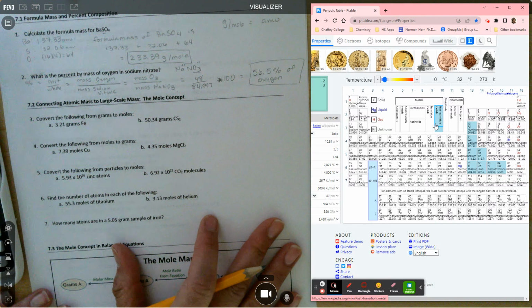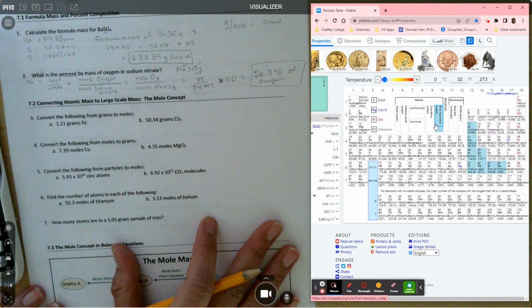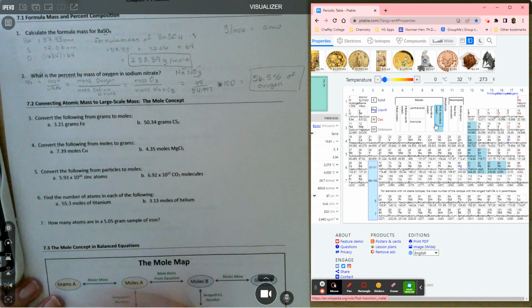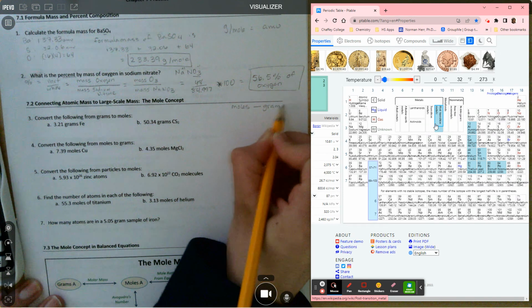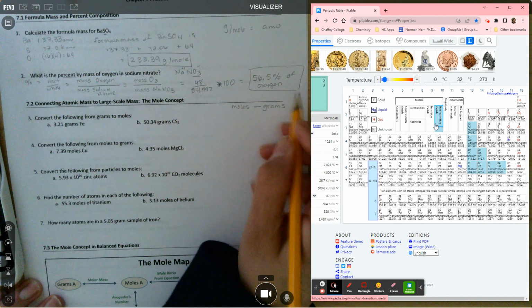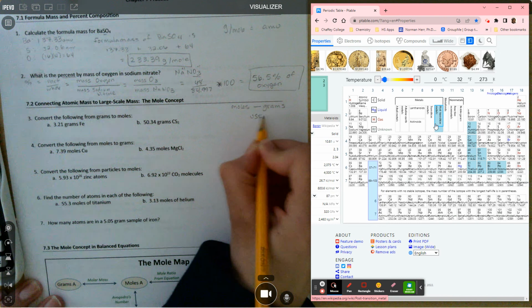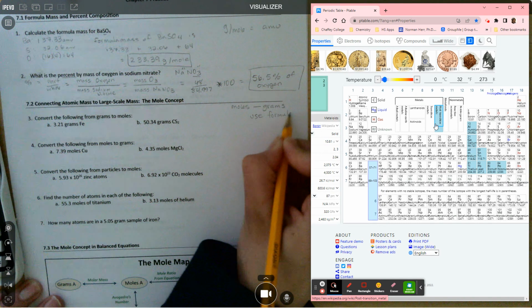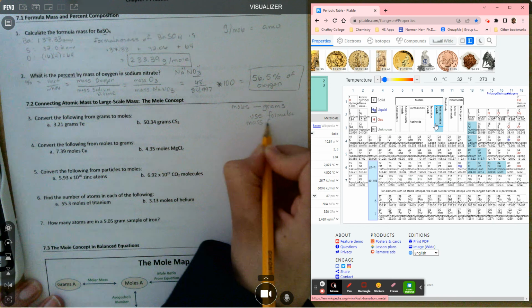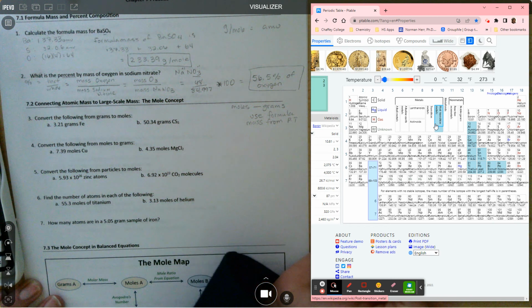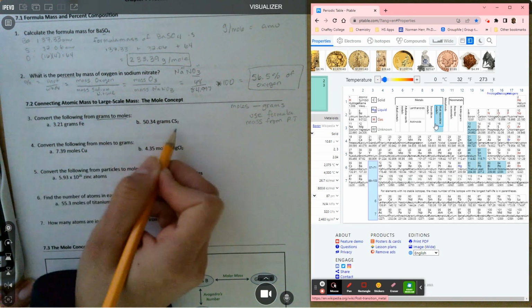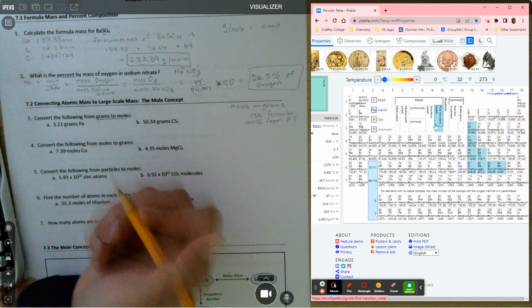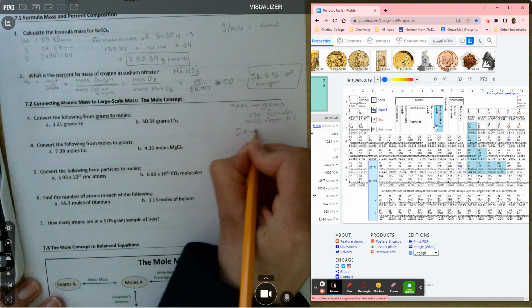All right, next part, connecting atomic mass to large scale mass. We're going to be talking about the mole concept. So we're just going to be converting. Using our conversion factors, we could either go from moles to grams or grams to moles. And what we use here is we're going to use the formula mass from the periodic table. All right, so we want to go from grams to moles. So we're going to convert these to moles. Always start with your given.